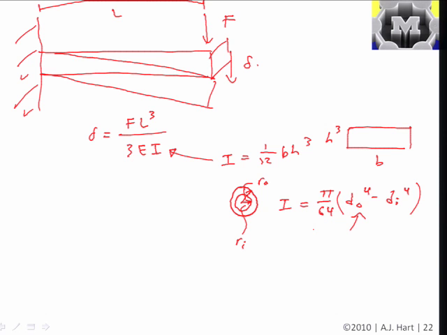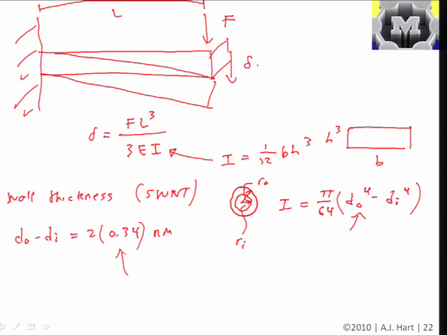So then the question is, if we have a nanotube, we have a single layer of atoms, what do we define as the outer and the inner diameter, or basically what is our wall thickness? And it turns out that going through a treatment that's beyond the scope of what we want to do, we can basically assign for most nanotubes this wall thickness for a single wall nanotube to be twice 0.34 nanometers, where 0.34 nanometers is the interlayer spacing of graphite.